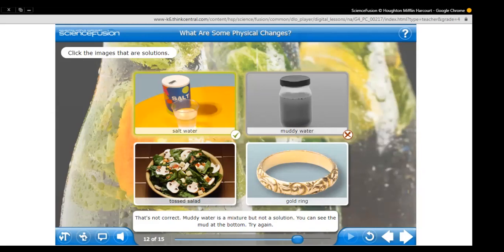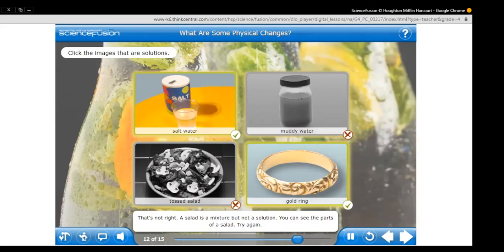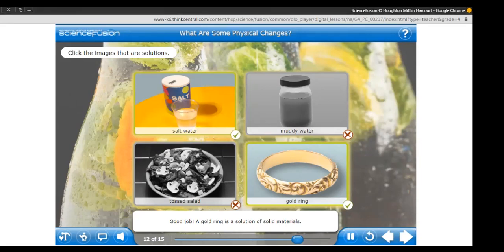Let's see toast salad. That's not right. A salad is a mixture but not a solution. It's salt water and the parts of a salad. Try again. Let's check the last one. Yes, it's a solution. A gold ring is a solution of solid materials. A solution is a kind of mixture, but not all mixtures are solutions. Salt dissolved in water is an evenly mixed solution.